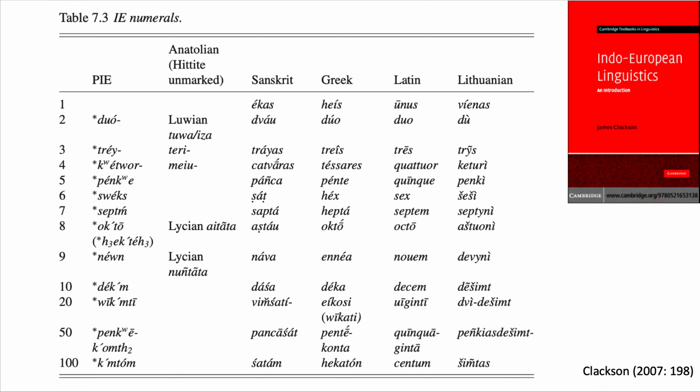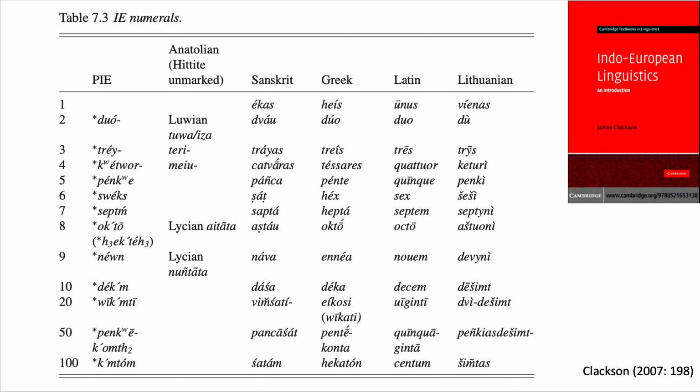Then we have a column which is labeled PIE. This stands for Proto-Indo-European. This is the ancestor of the Indo-European languages. Then in the remaining columns, we have different parts of the Indo-European family represented. The first is Anatolian, then we have words from Sanskrit, Greek, Latin, and Lithuanian. And all of these words that you see in italics are cognates, right? So they are descendants from Proto-Indo-European to these languages and ultimately to their descendants as well.